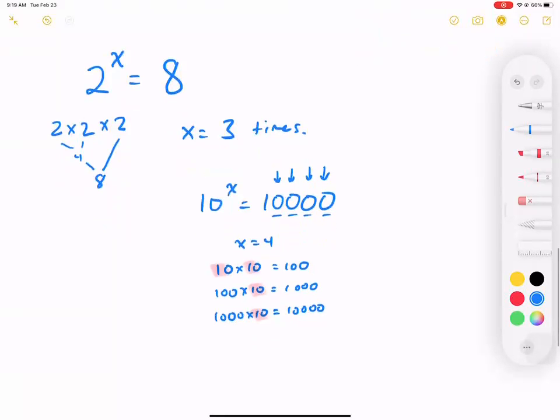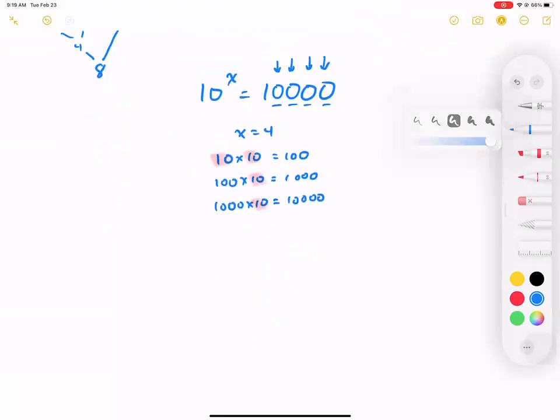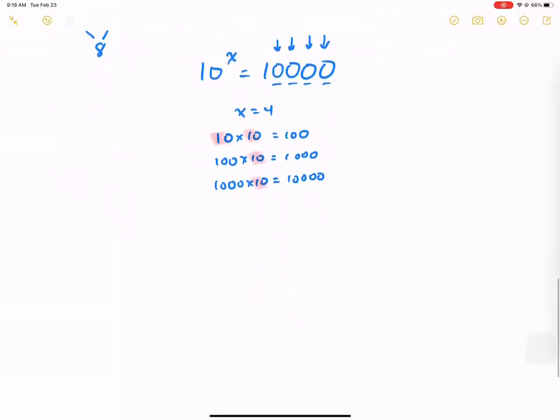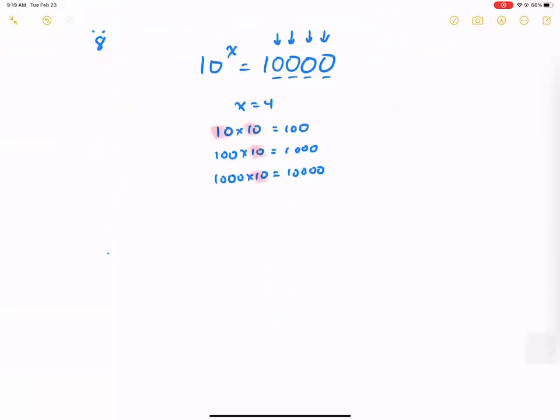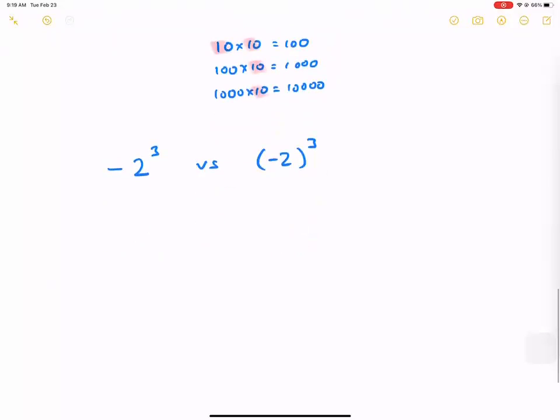Now what happens if we have negative numbers? So we have to take a look at how the negative numbers are written. If it's negative 2 cubed versus negative 2 cubed, and this is a trick question here. In this case, they would yield the same answer, but there's a different way of doing both of these.